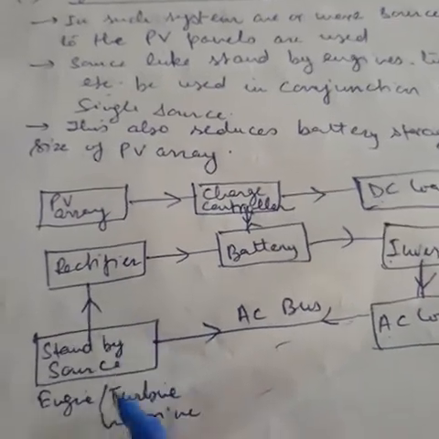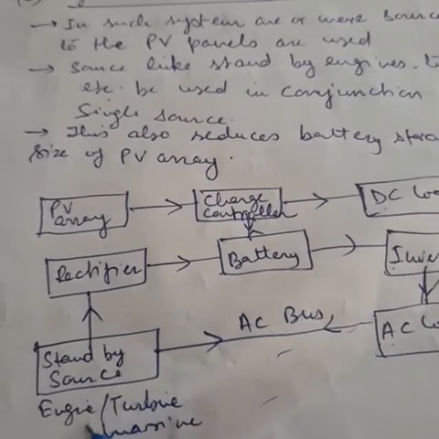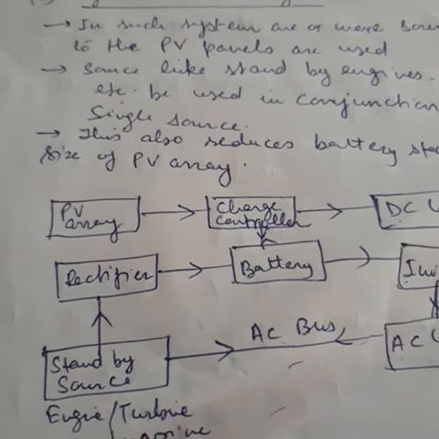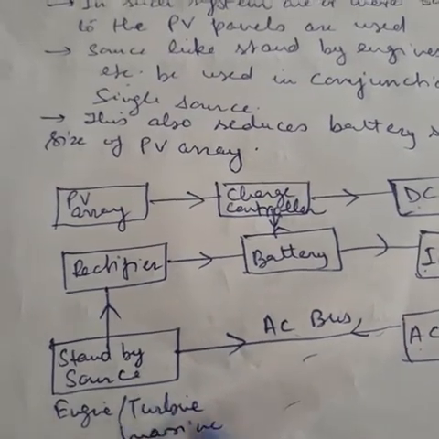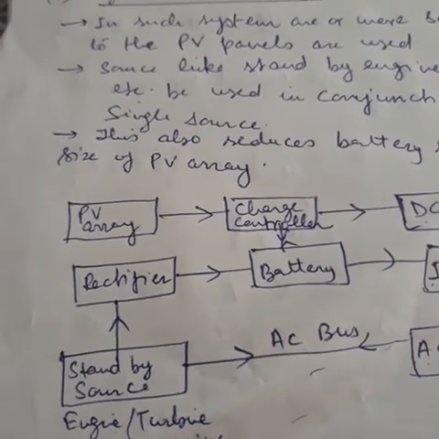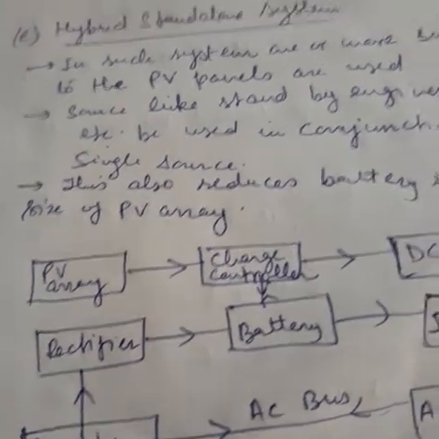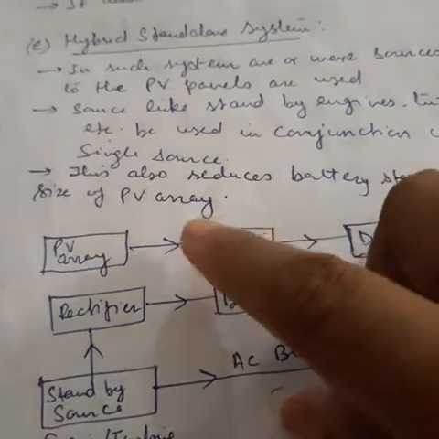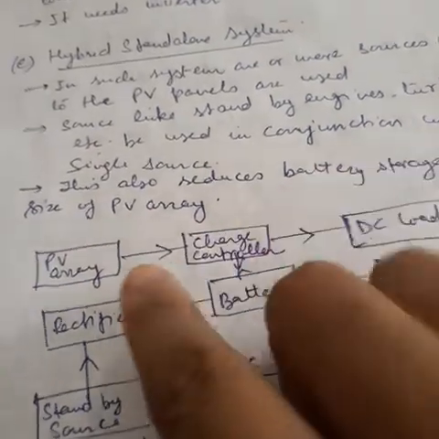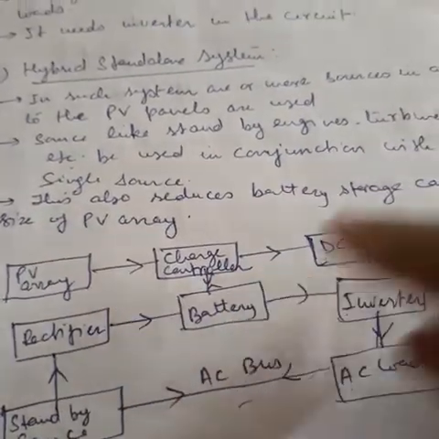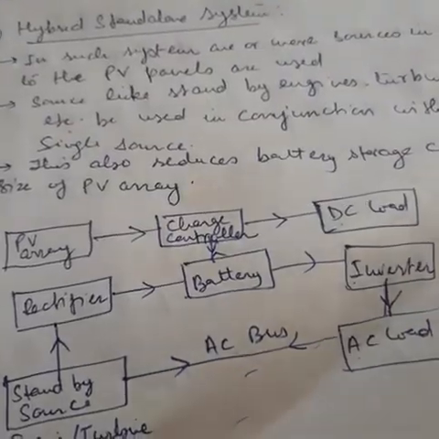That is the standby AC source, and this standby source is to be operated by engines, turbines and marine. Very large power input is required for running any engines. So in the hybrid system there are various source terminals added: PV array, charge controller, DC load, rectifier, battery, inverter, standby source and AC load.